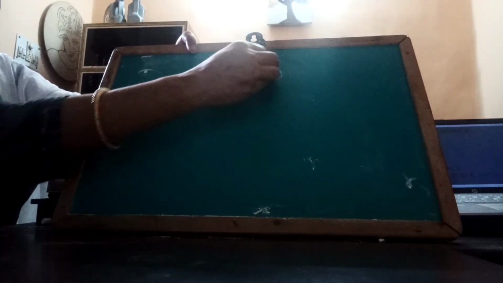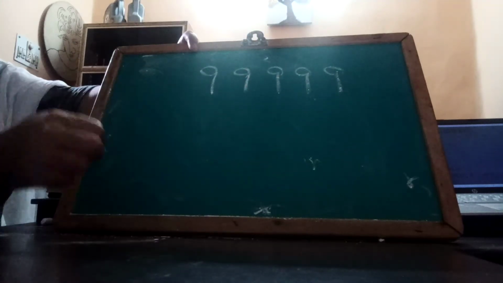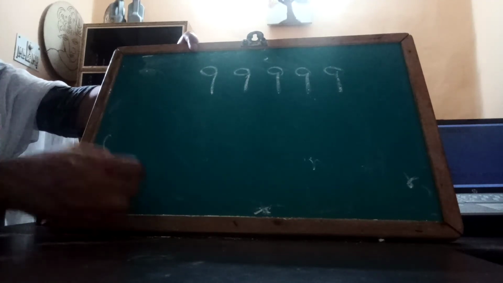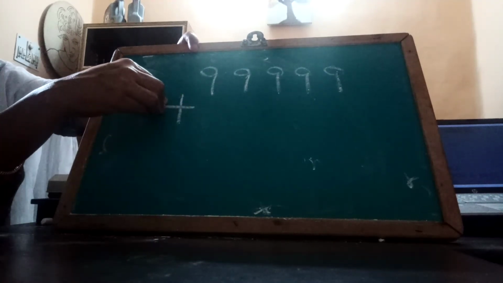Now, sum of the greatest 5-digit number and the number of days in a leap year. There can be tricky questions like this also. You have to be smart enough. The greatest 5-digit number means 9, 9, 9, 9, 9. Sum of the greatest 5-digit number and the number of days in a leap year. So I will just plus here.